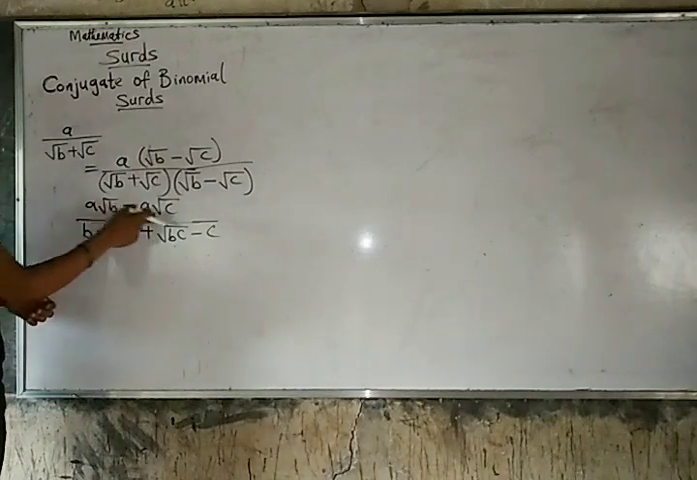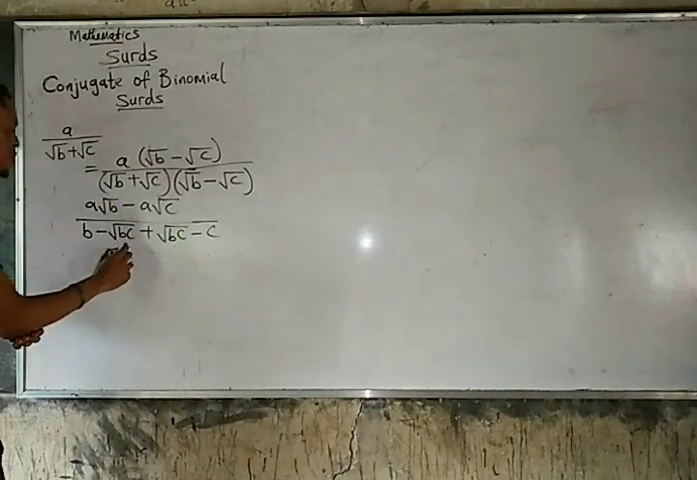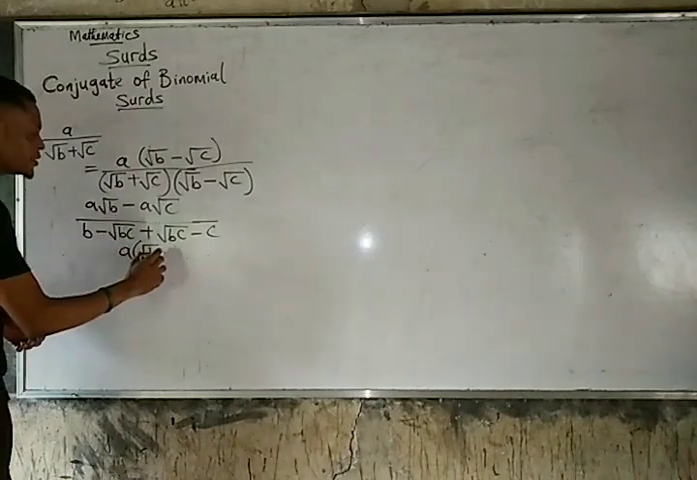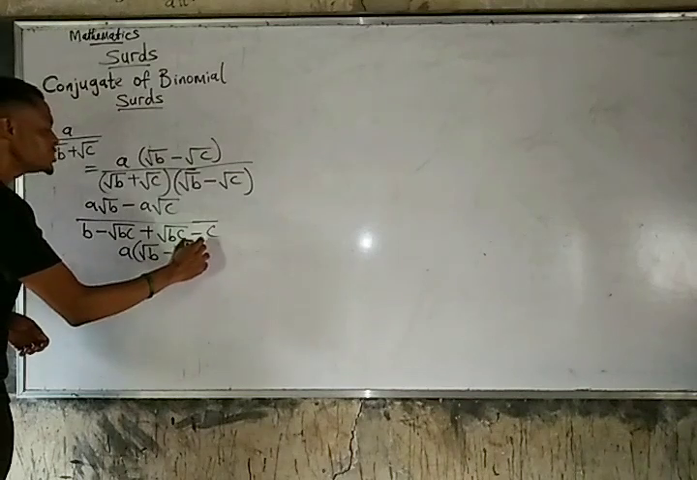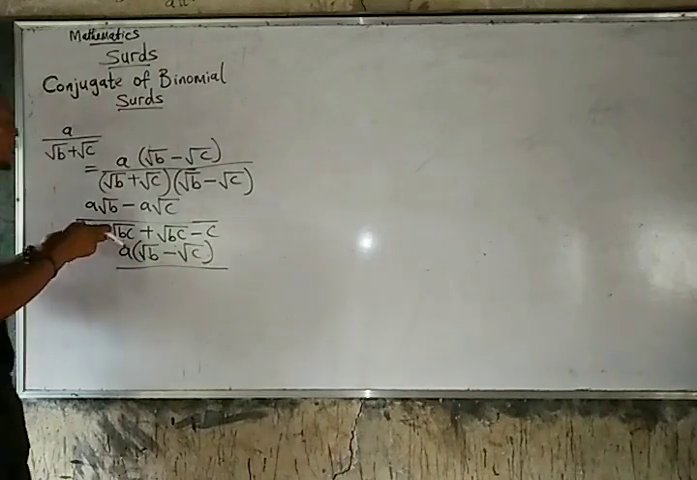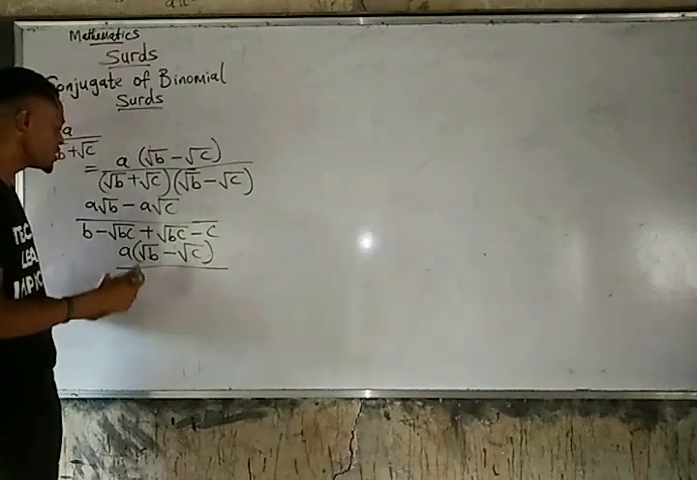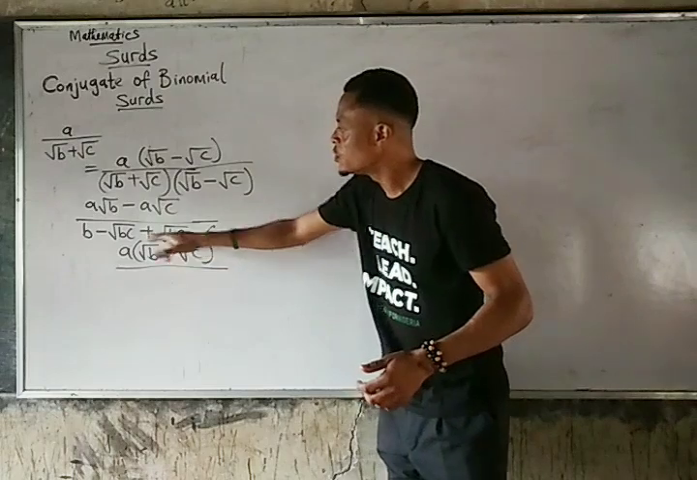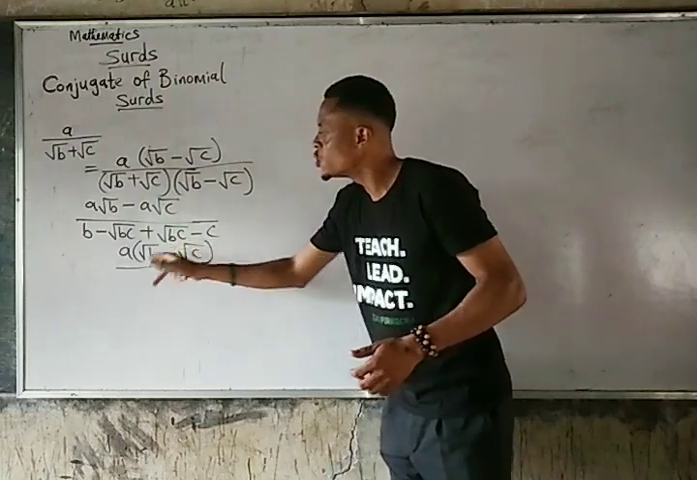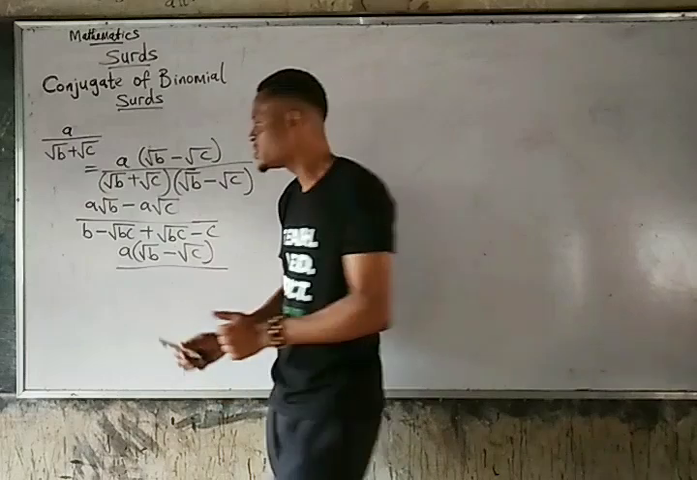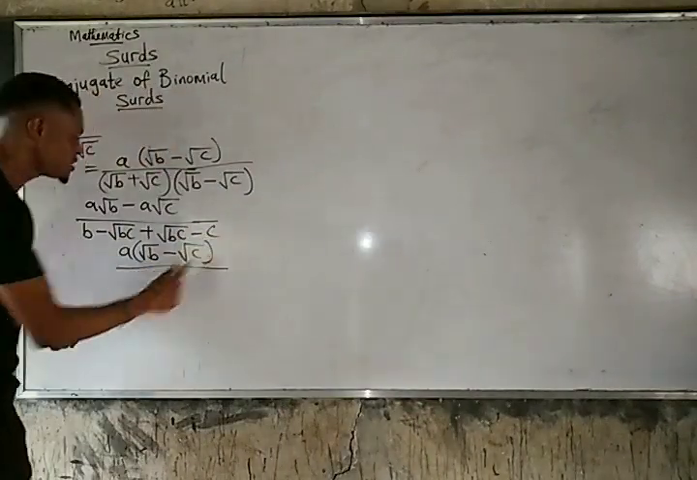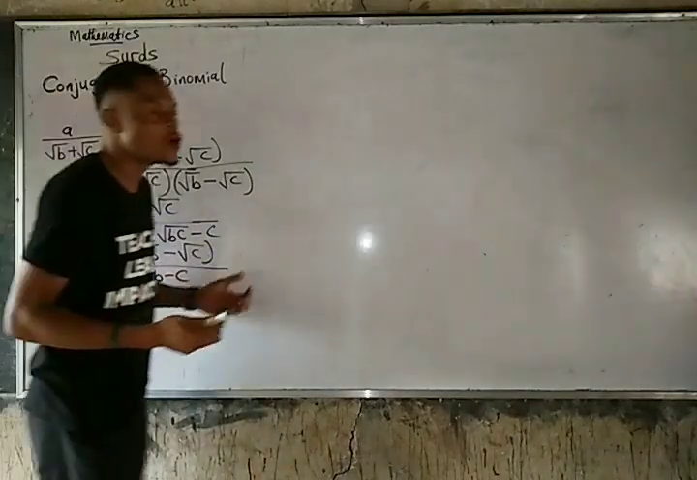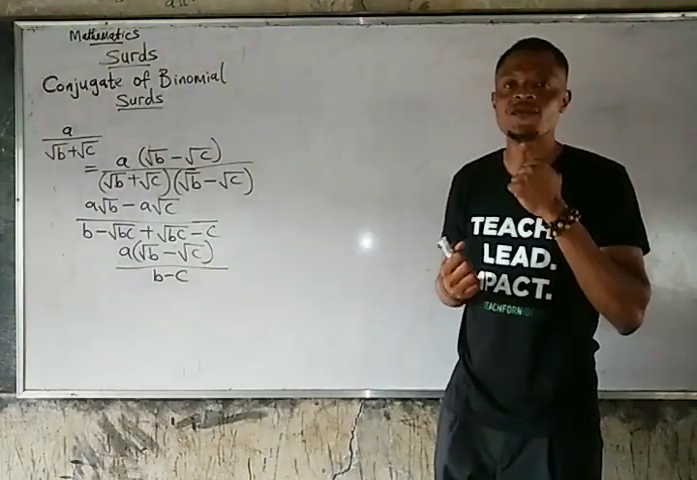Then we could choose to factorize this one, which will give us an open bracket root b, this is the minus here, then we have root c, close bracket, everything all over minus root bc plus root bc. You have root bc and you are owing root bc, so eventually these two will cancel each other. Then we shall be left with b and minus c, which will give us b minus c. So this is just the structural view of how we will solve conjugate of a binomial Surds.